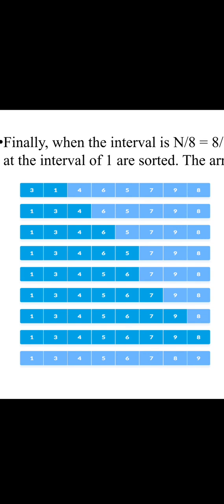The last element is 8. So 8 needs to be moved to the right position. It needs to be inserted in the right position, so it should be moved before 9. That is 1, 3, 4, 5, 6, 7, 8, 9. Now the list is sorted.